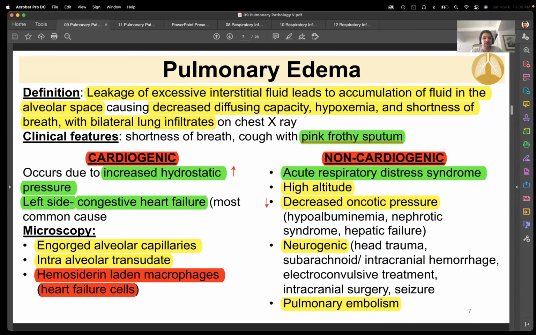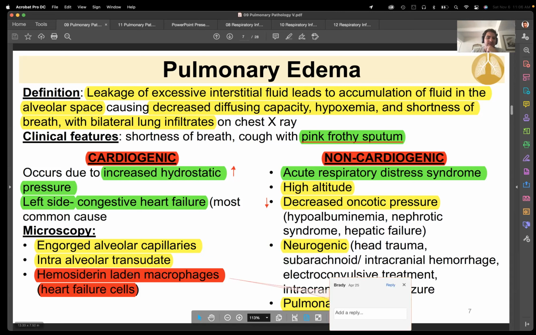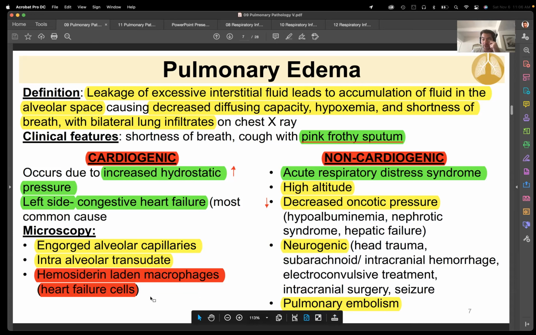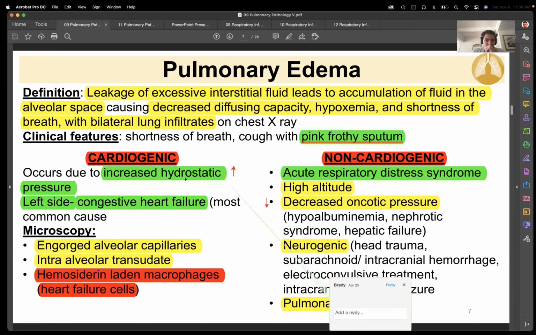Okay, so cardiogenic, anything that is going to increase the hydrostatic pressure, right? Any sort of pulmonary hypertension can lead to increased hydrostatic pressure. The hydrostatic pressure is pushing fluid out of the vessels into the interstitium. This is important to know. It's red right here, hemosiderin, which is iron, in these macrophages, those are indicative of heart failure cells. So if you're getting this pulmonary edema, it's probably secondary to some sort of left heart failure, and all of the blood is backing up, which is causing this increased hydrostatic pressure.